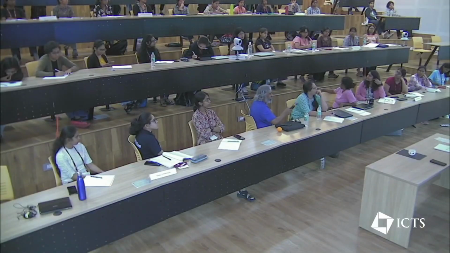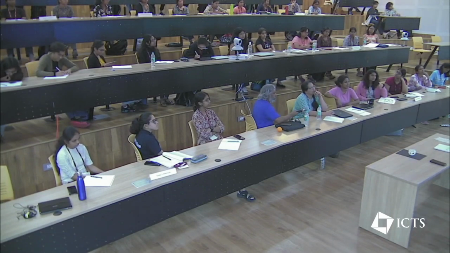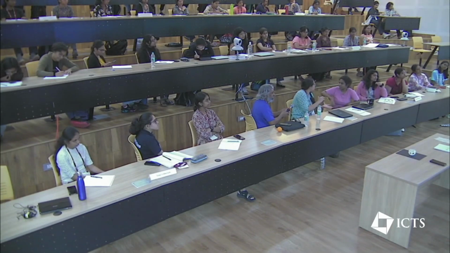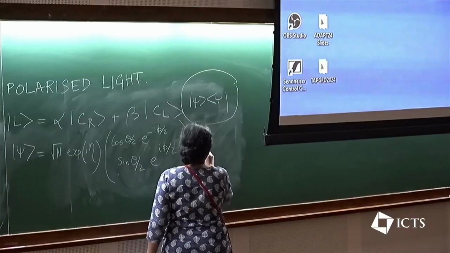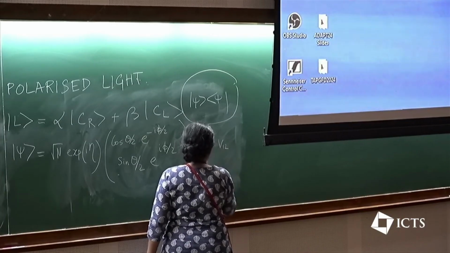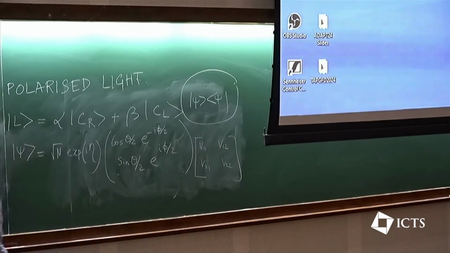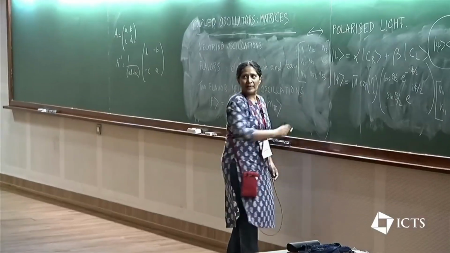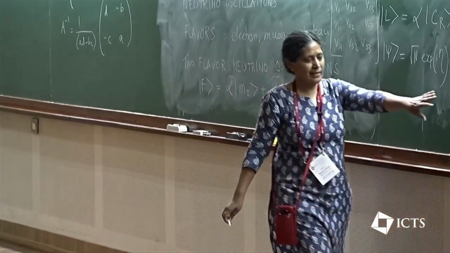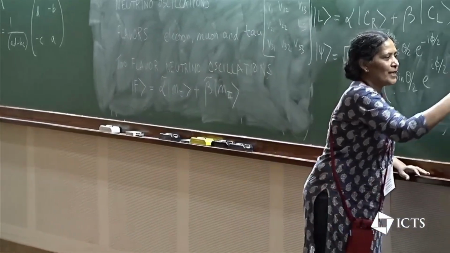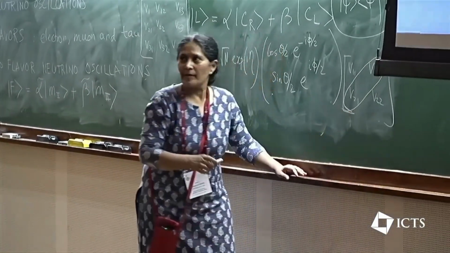In fact, the structure is like this, that I didn't discuss. If you take the 2 flavor case, it's of the form V11, V12, V21, V22. It's a 2 by 2 matrix. And if you take the 3 flavor one, it will be of the form V11, V22, V33, and V12, V13, V21, V23, V31, V32, V33. So what happens is that these off-diagonal elements are responsible for mixing the flavors.